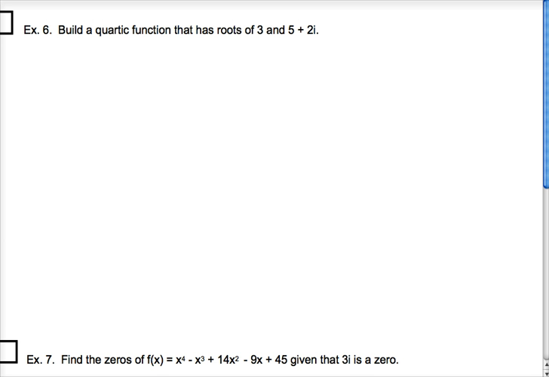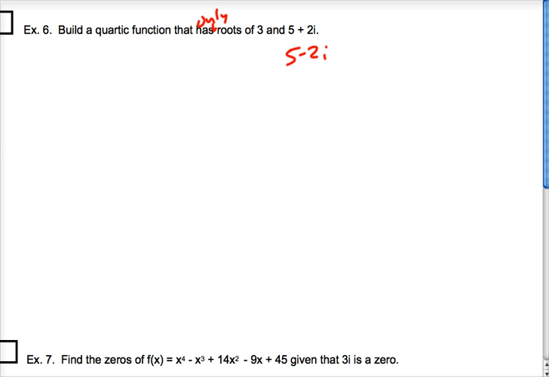Build a quartic function that has roots of 3 and 5 plus 2i. Quartic, well, since I have 5 plus 2i, that means I have 5 minus 2i. But a quartic means I have 4 roots. And I think I should have said that has only those roots. Because I don't want you just making one up and saying, oh, let's just pretend it has a root of 1. I want only roots of 3 and 5 plus 2i. So I have 5 minus 2i, but that would give me a cubic.